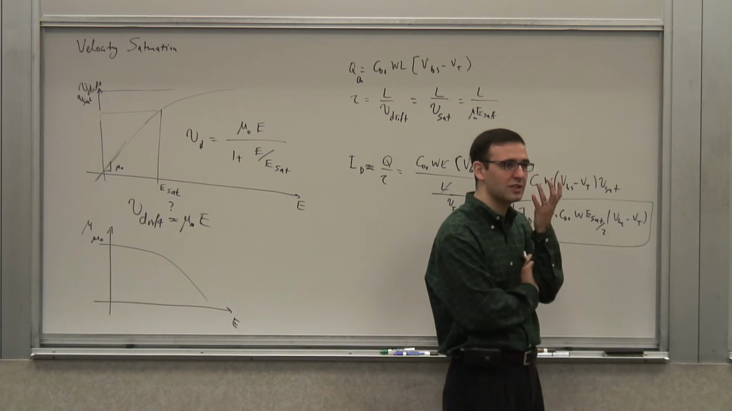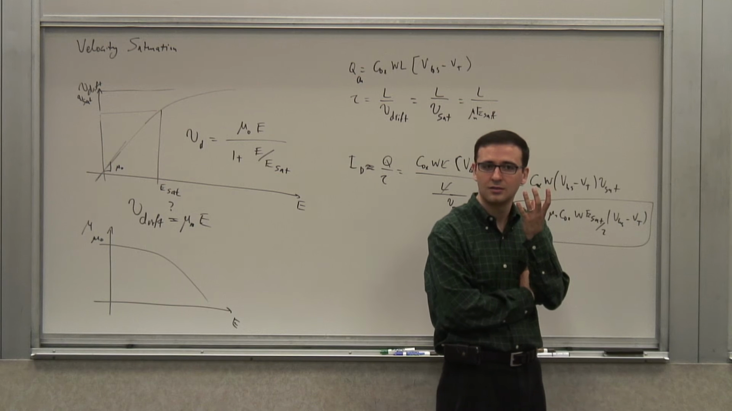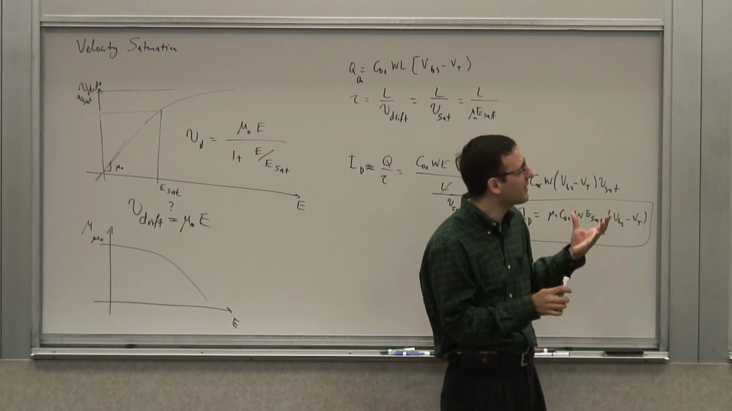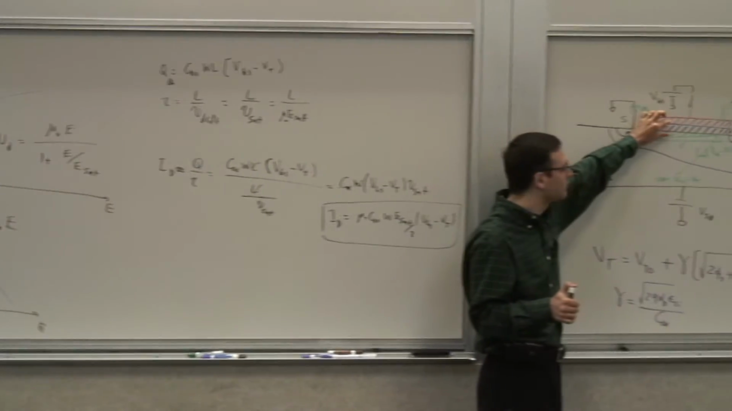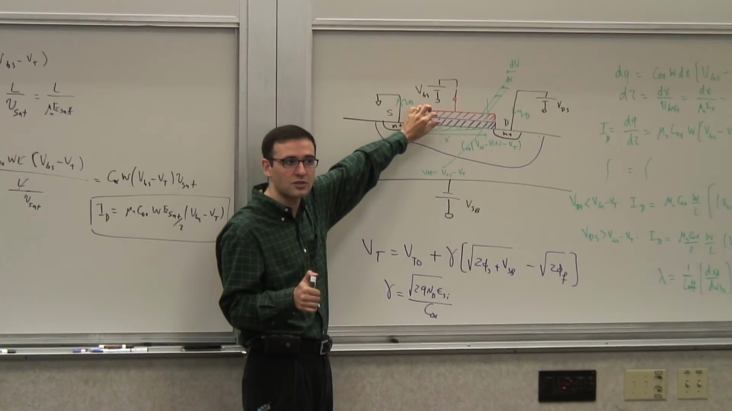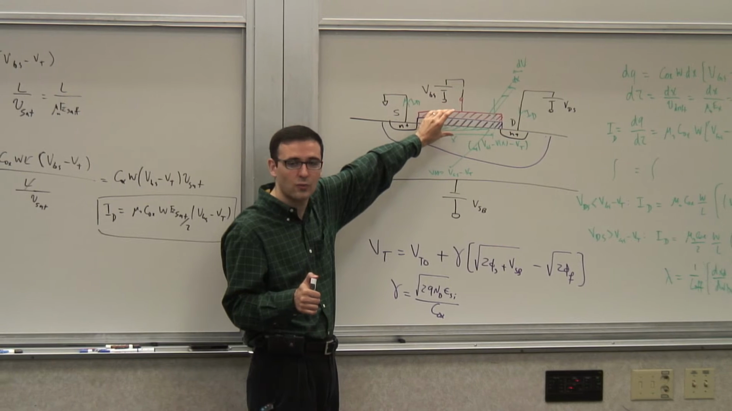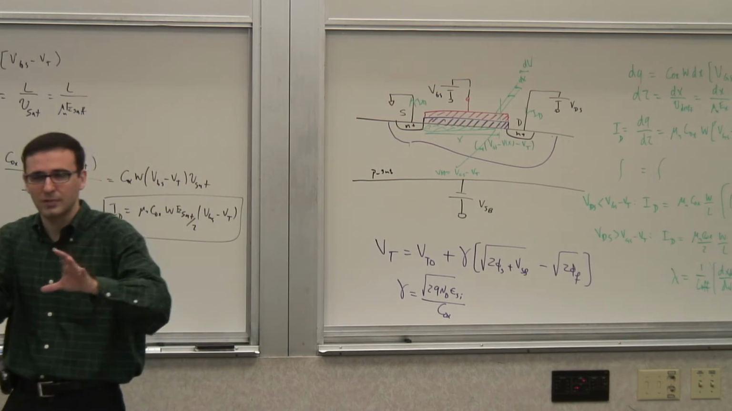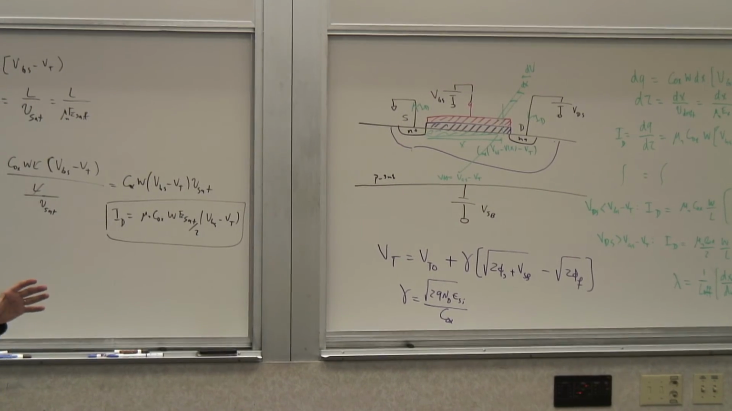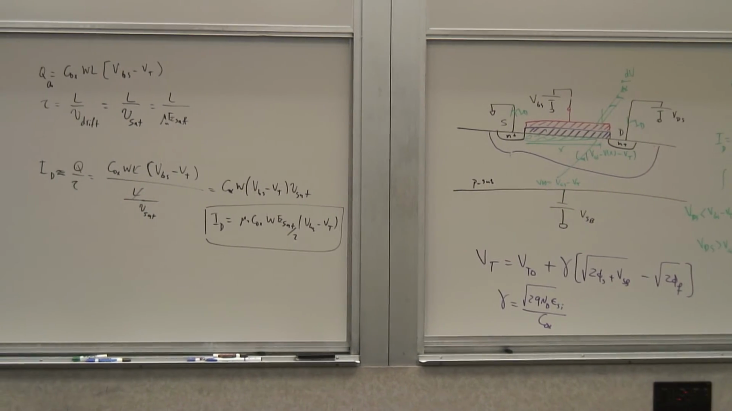You're basically charging and discharging capacitors, right? So what is the primary capacitor here if you're charging? You can think about it as the gate oxide capacitance, right? You're charging and discharging this. What is that capacitance? That's Cox times W times L, right? The area times capacitance per unit area. So I'm charging and discharging that capacitance.